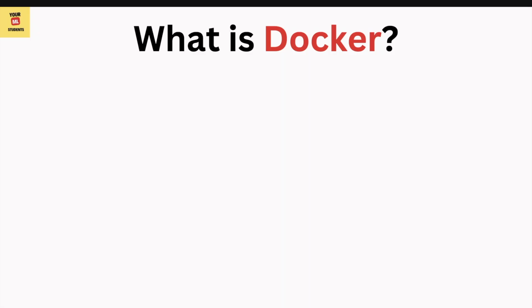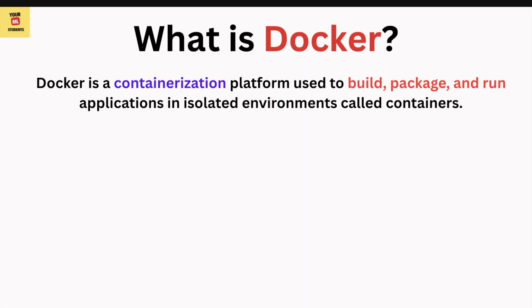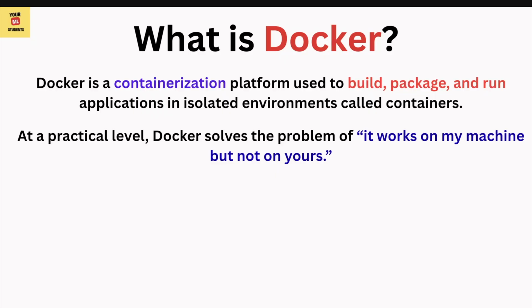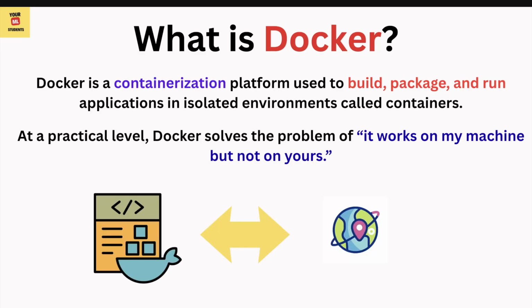And now we understand what is Docker. Docker is a containerization platform used to build, package and run applications in isolated environments called containers. Again, we will dive into each of them further, but this is the definition of Docker. At a practical level, Docker solves the problem of it works on my machine but not on yours. So how does it work? You have your Docker image in your hand and you can share it anywhere. People can run your code as is. That's all it is, guys.